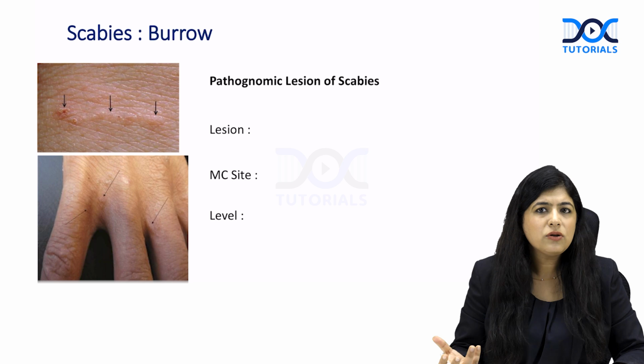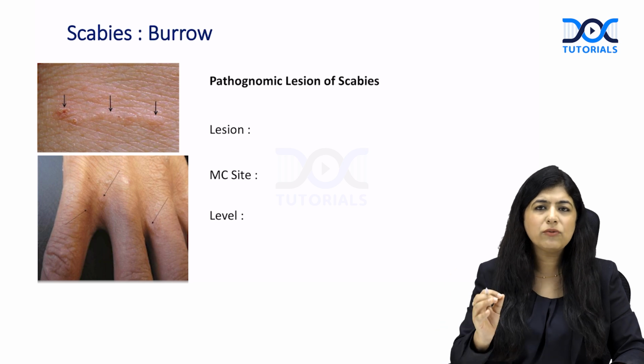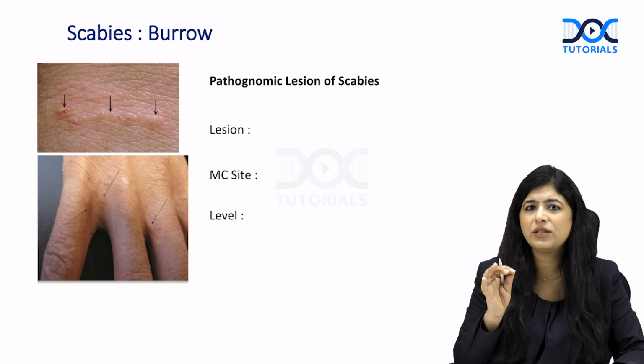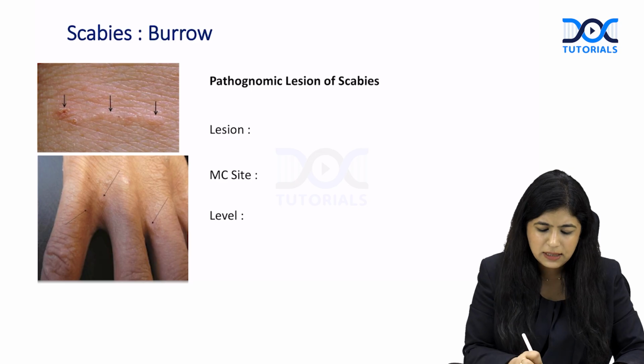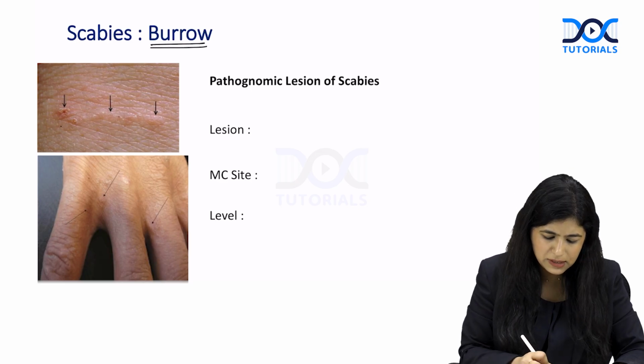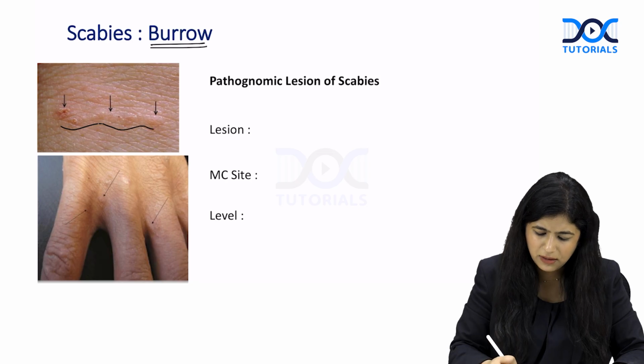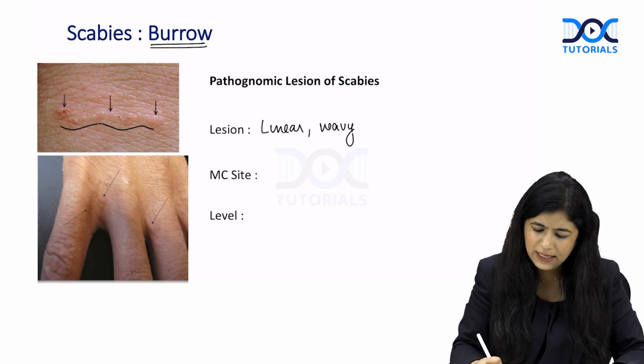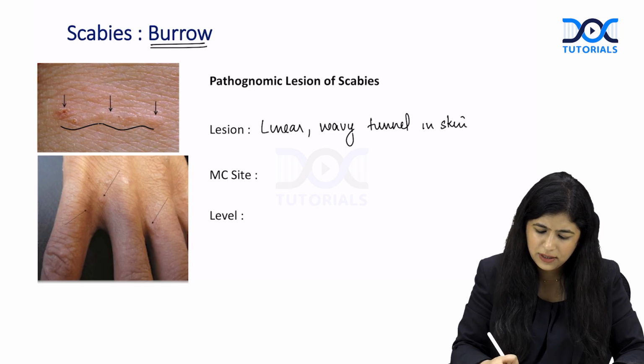Now, papules and nodules may be present in so many conditions. How do you know it's a case of scabies? You look for the pathognomonic lesion. The pathognomonic lesion here is the burrow. What is a burrow? This is a linear wavy tunnel in the skin in which the mite lives.